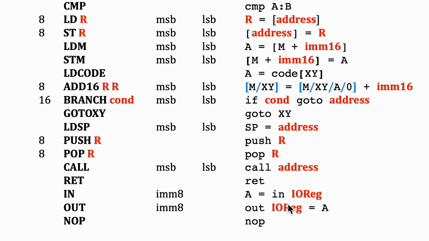I/O is handled with I/O registers, and there's a space of 256 possible I/O registers, so the immediate value in the in and the out instructions will address a particular register. The in instruction copies a value from a particular I/O register to the accumulator, and the out sends a byte from the accumulator to an I/O register. Finally, there's a no-op instruction.